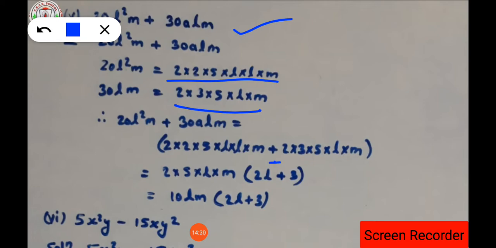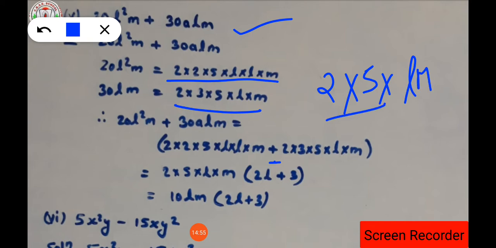So what is common in that? 2 is common, isn't it? 5 is common, yes. And what alphabets are common? Common means it should come in both the terms. If 3 terms or 4 terms are there, if we are taking the commons, we have to take commons from all the terms. So here 2 is common, 5 is common, l is common, and m is common, isn't it?